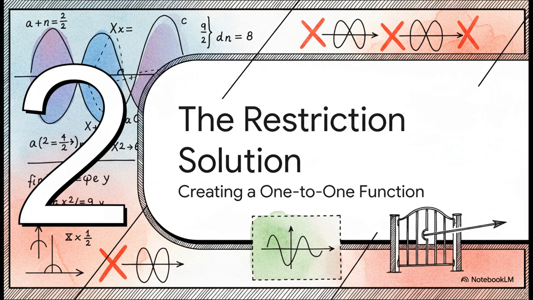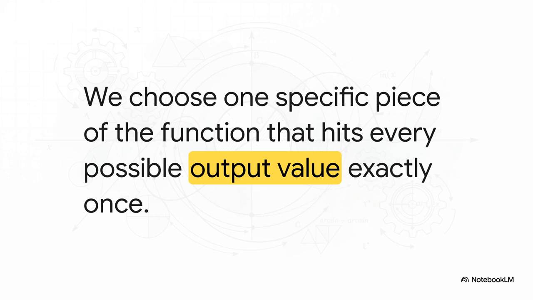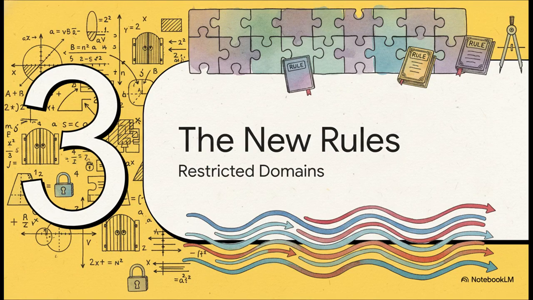So, what do we do? How do we get just one answer? Well, mathematicians came up with a really clever, really elegant solution. They said, if the whole function is the problem, let's just not use the whole function. We create a restriction. Think about it. Instead of trying to deal with that whole endless repeating wave, we just don't. We basically make a pact, a universal agreement, to only look at one little piece of it. And we choose that piece very carefully, making sure it hits every possible output value exactly one time. No repeats allowed.